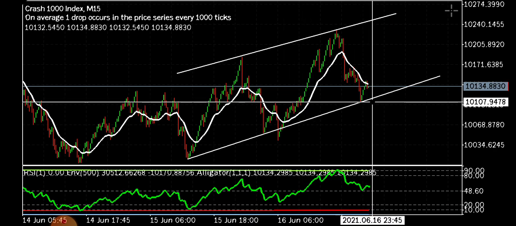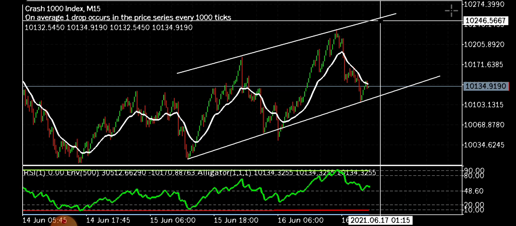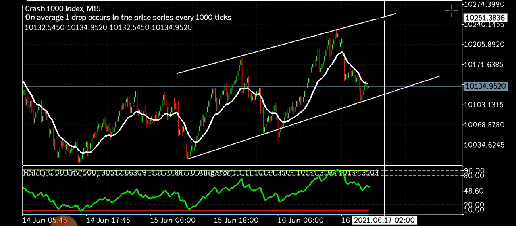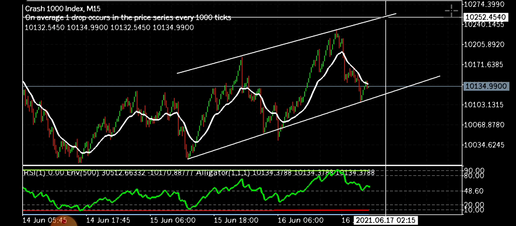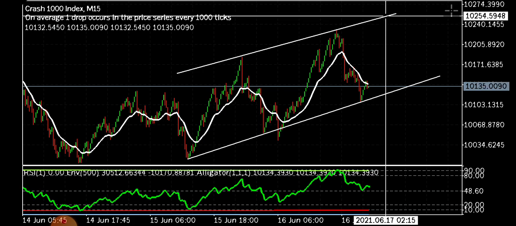Now, you wait for the price on crash 1000 and crash 500 to buy up until this upper trend line, up until price gets to this upper trend line. You wait for the market to buy to that point.